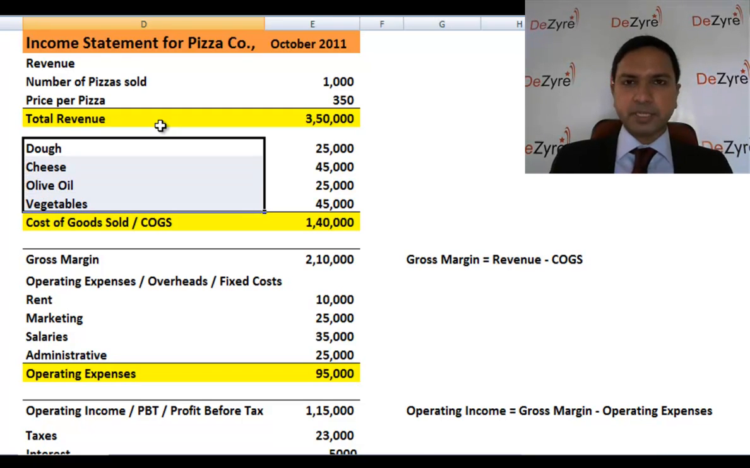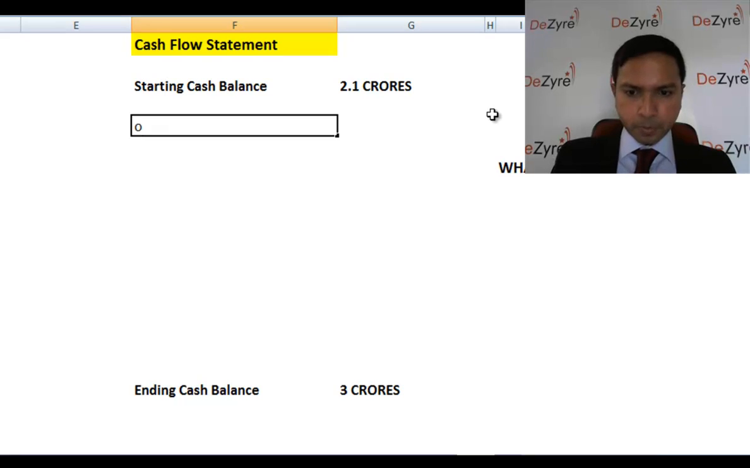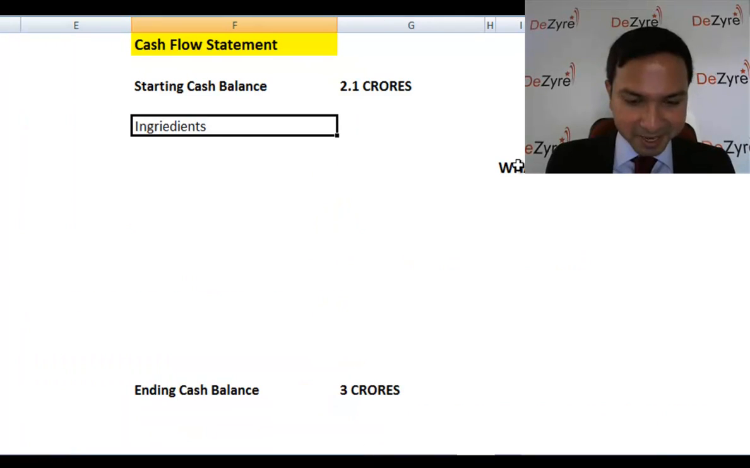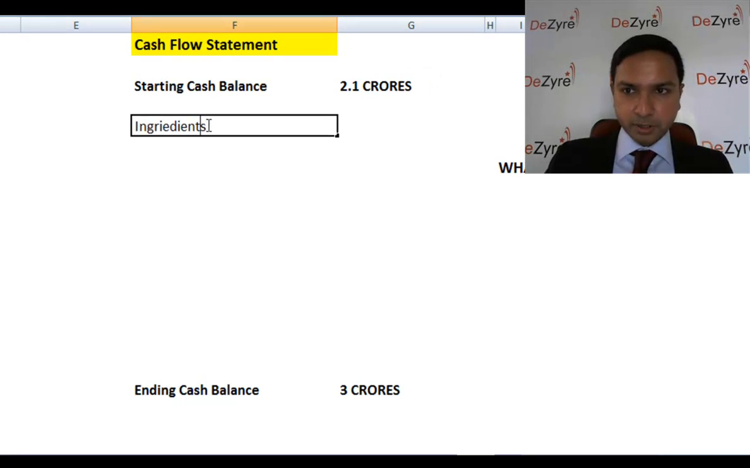Cash is being used to make the pizza: the dough, the cheese, the olive oil, the vegetables, and all that stuff. So your cash is being used for the ingredients of the pizza. Let's make this small. What is the spelling of ingredients? I think that is the right spelling.